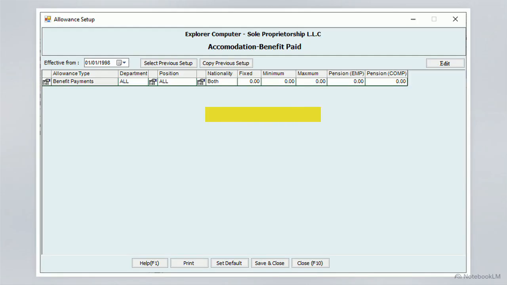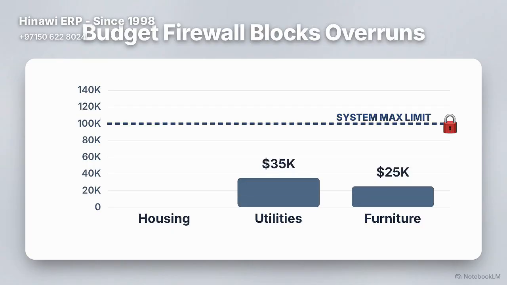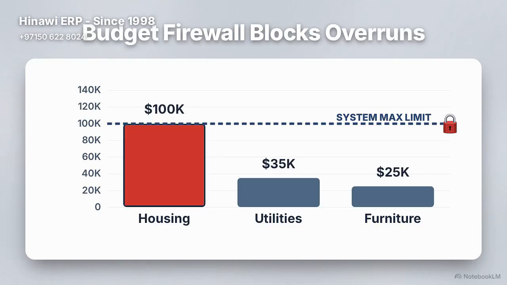These specific control columns, nationality, fixed, minimum, and maximum, dictate exactly who is eligible for a benefit and cap the precise dirham amount they can receive. Setting these parameters encodes your HR policy directly into the system workflow, ensuring no funds move outside of these defined company guidelines. Configuring this screen serves as the first step in establishing a financial firewall for the organization's operating budget.